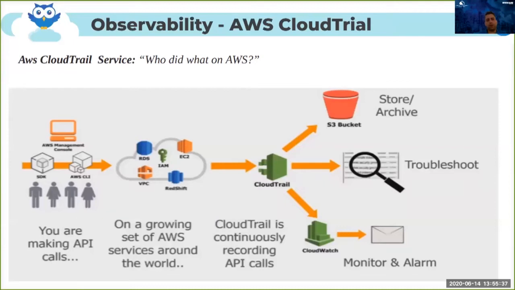Now let's talk about the CloudTrail service. AWS CloudTrail is mainly concerned with who did what on AWS, and when and from where. With CloudTrail, you can continuously log, monitor, and retain account activity related to actions across your AWS infrastructure. CloudTrail provides an event history of your AWS account activity, including actions taken through the AWS Management Console, AWS SDKs, command line tools, and other AWS services. This event history simplifies security analysis, resource change tracking, and troubleshooting.